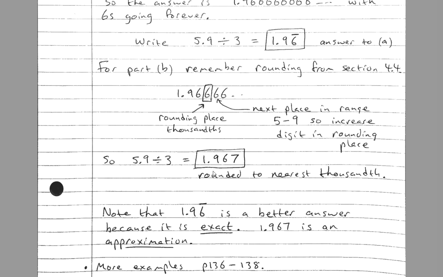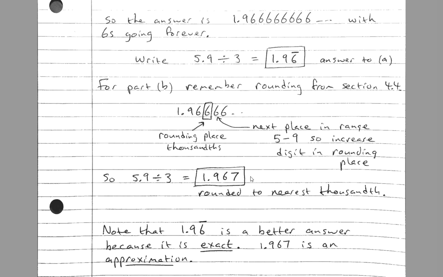This rounded answer is an approximation, so it's really not as good as the exact answer. This 1.96 repeating is really the exact answer, so that's more accurate. And also, that point again, does the answer make sense? This 5.9 is close to 6. 6 divided by 3 is 2. So we should have been expecting an answer close to 2. So both these answers certainly make sense.